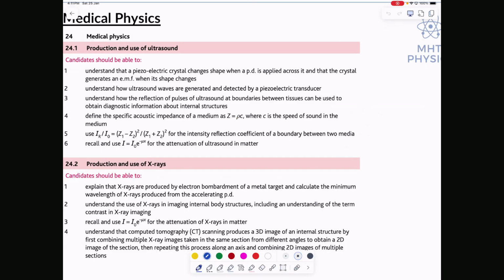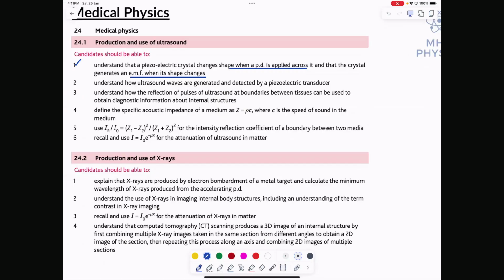Right, so understand that a piezoelectric crystal changes shape when a PD is applied across it, and then the crystal generates an EMF when it changes shape. Does that make sense? That's what we saw the other day, right? So understand how ultrasound waves are generated and detected by a piezoelectric transducer.